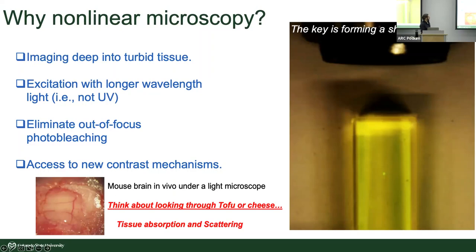Another one that's really good is that out of focus photo bleaching is eliminated. So coming up in a couple of slides, I'll show you another example. But in this case, you see I'm only generating the signal right here at this focal plane. And that's where we're collecting data, right there at the focus. If this were a confocal system with linear excitation, we would see light fluorescing over the whole cone of this focused light, so it'd be this hourglass shape. And again, I'll show you an image of that coming up shortly.